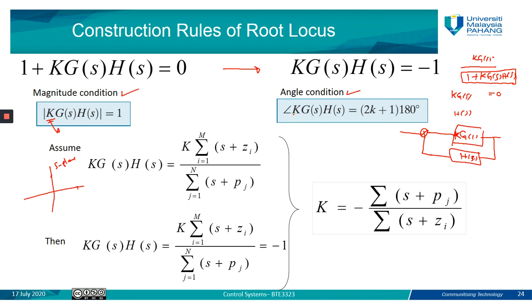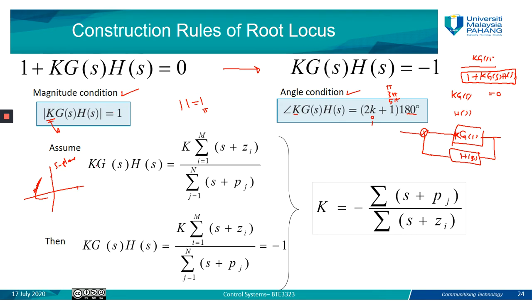The angle condition is that the angle of KG(s)H(s) should be an odd multiple of 180 degrees. So if k equals 0, it will be 180; if k equals 1, it will be 3 times 180, or 3 pi. The first is pi, then 3 pi, 5 pi, and so on, so it will be an odd multiple of pi. If a point at that specific gain gives a magnitude equal to 1 and an angle equal to an odd multiple of pi, then this point is a part of the root locus. So for example, this point here must satisfy these two conditions of magnitude and angle.